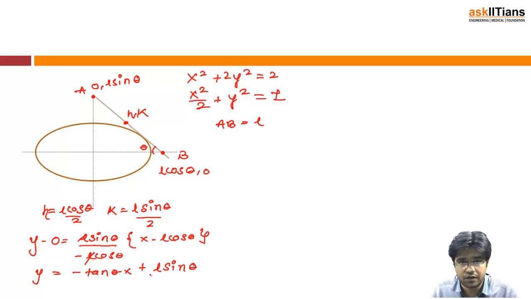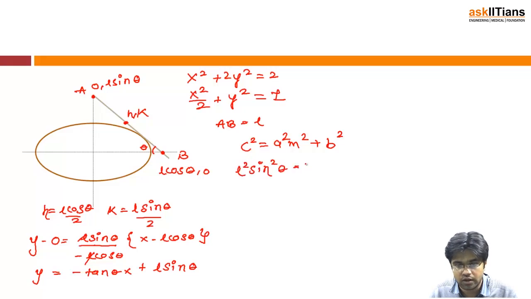If this line is tangent to the ellipse, then we know that c square equals a square m square plus b square. So we need to put in the values. C square, that is L square sin square theta, equals a square, that is 2, times m square, that is tan square theta, plus b square, that is 1. Now divide by L square sin square theta. It is actually 1 equals 2 divided by L square cos square theta plus 1 divided by L square sin square theta.